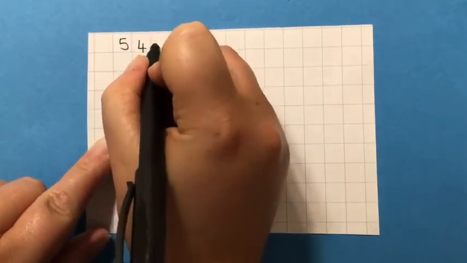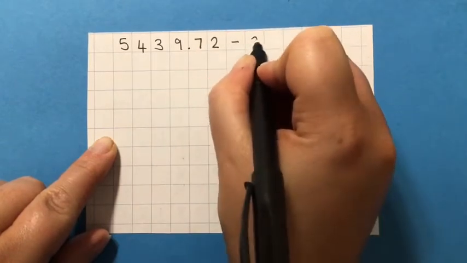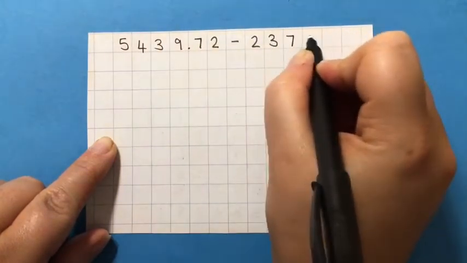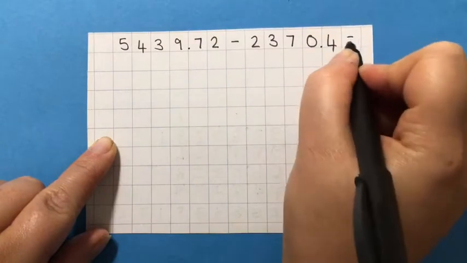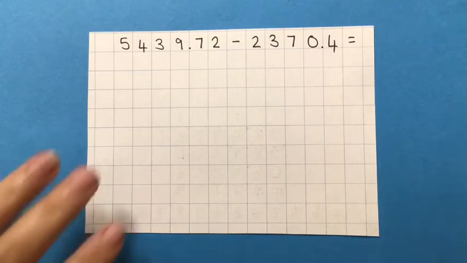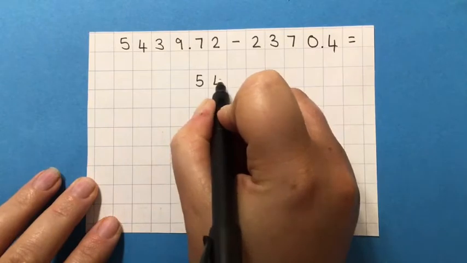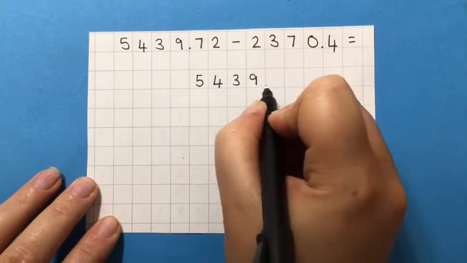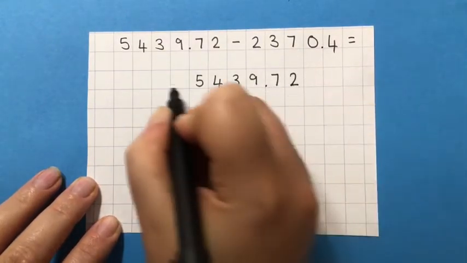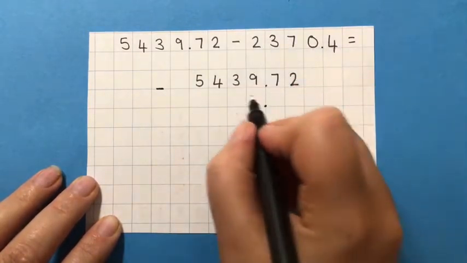Okay, right. Now let's have a go at question number 2, which is very similar, but this one is subtraction. So we have 5,439.72, take away 2,370.4. Okay, and we're going to set it up again with the biggest number on the top. Okay, pop your decimal in and make sure that you're lining it up correctly.